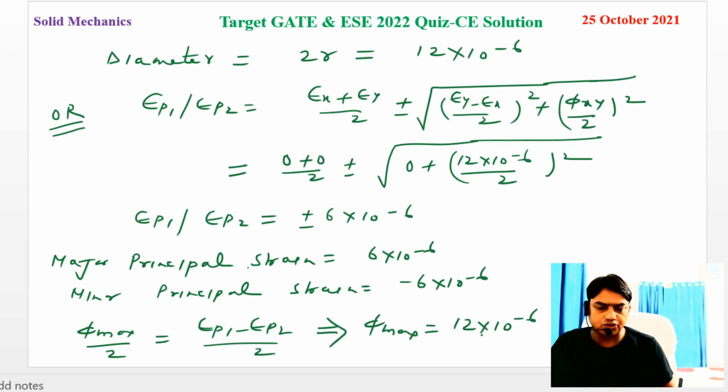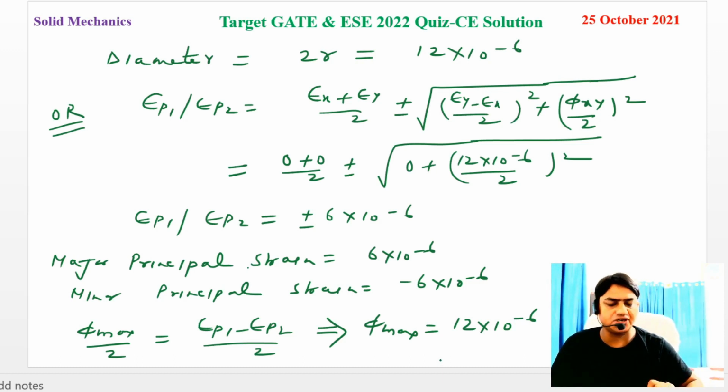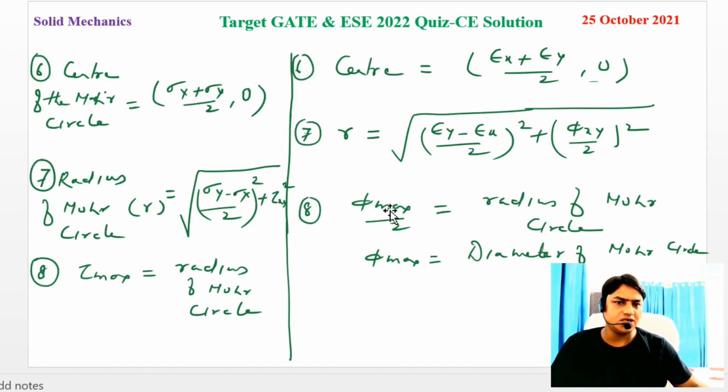And as I told you, in strain transformation, the maximum shear strain is itself the diameter of the Mohr circle, so it will be 12 into 10 to the power minus 6, or half the maximum shear strain will be the radius of the Mohr circle, and the maximum shear strain is the diameter of the Mohr circle.